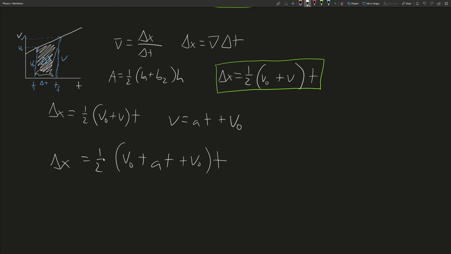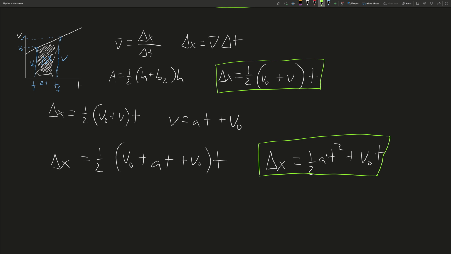Now, if you distribute this all out, you will find that the displacement here is equal to 1/2 of the acceleration times time squared plus the initial velocity times time. And now this is our third kinematic equation that we have derived. This kinematic equation eliminates the final velocity term.